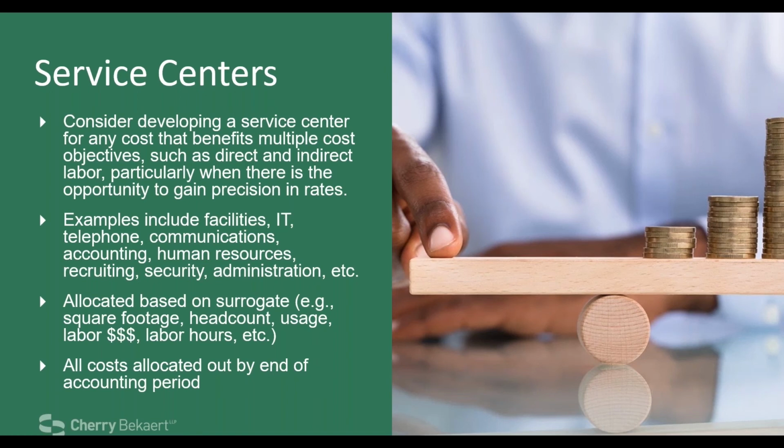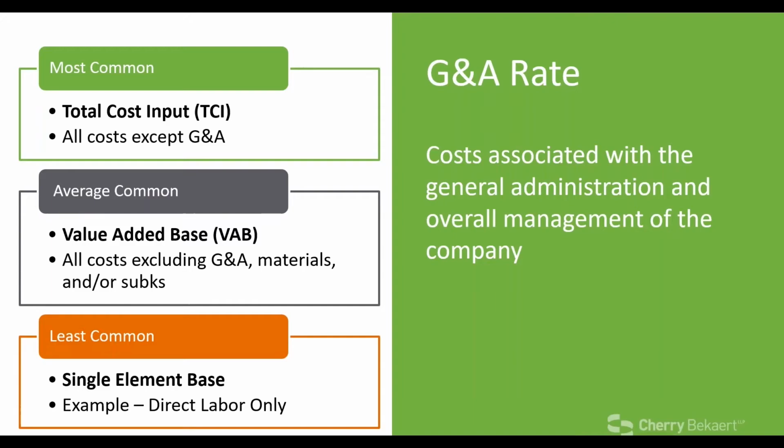Accounting sometimes, or even more specific in accounting, maybe the AP service center, if it's a very large organization, might be allocated based off of number of vouchers paid, things like that. It really just depends on the situation. HR, a lot of times it's on headcount or labor. So with service centers, again, it's an easy way to group like costs that benefit everyone and allocate those out to the cost objective. And those costs should be allocated out by the end of the accounting period and should be consistent with your accounting period. So a lot of times those service center costs would get allocated to your overhead and to your G&A.